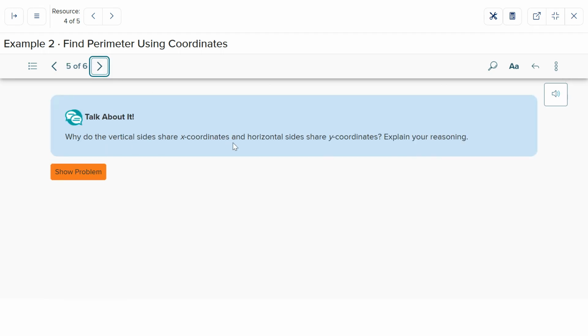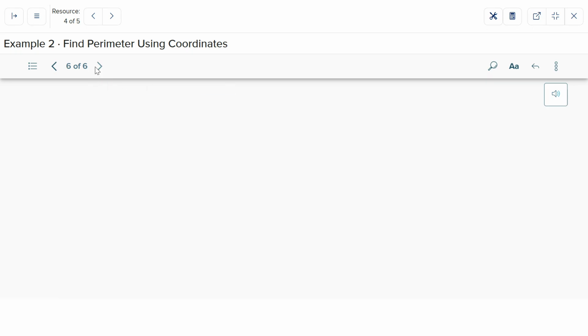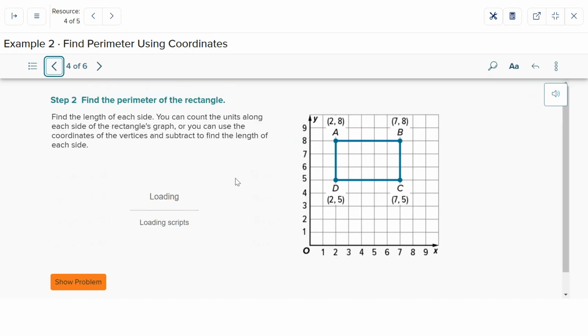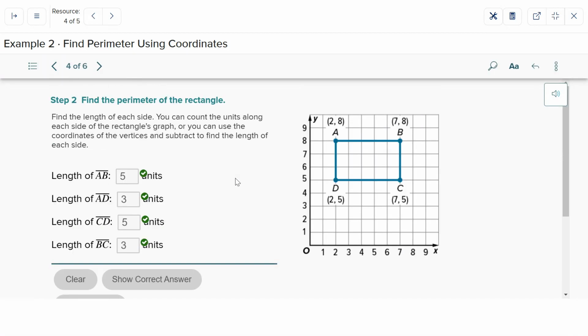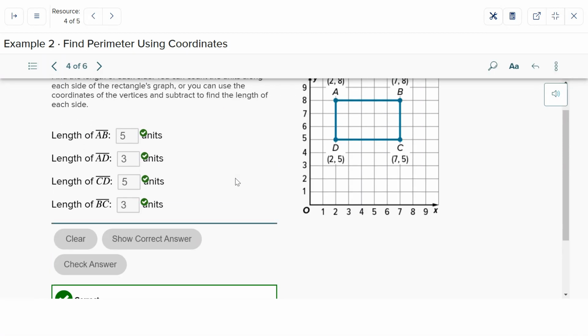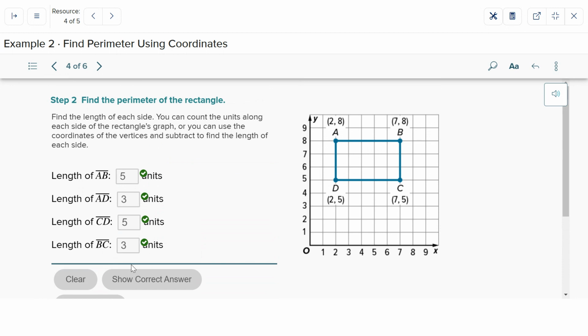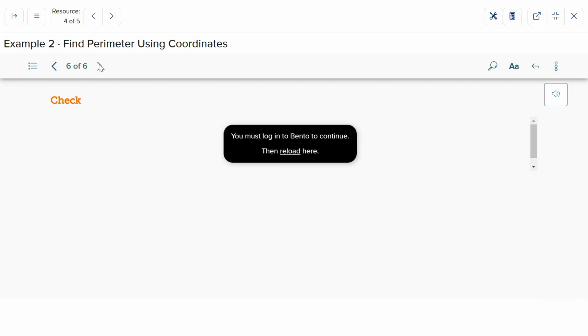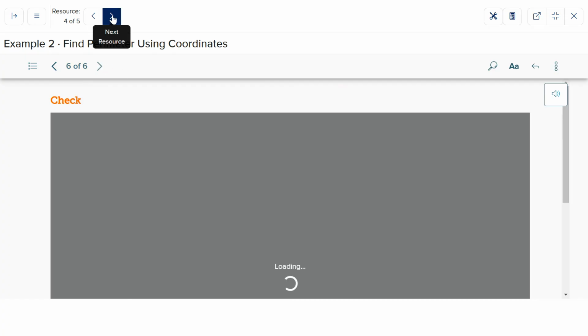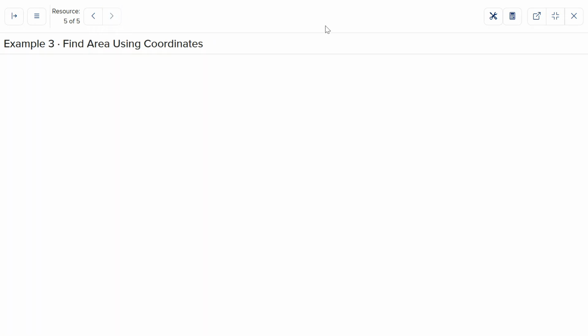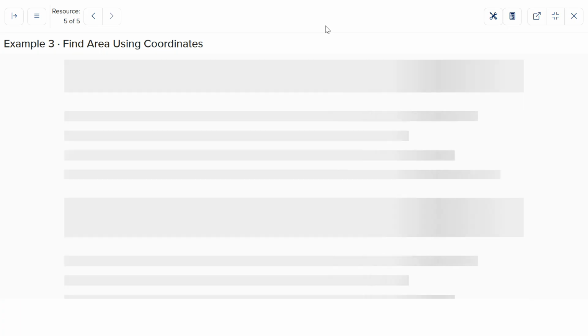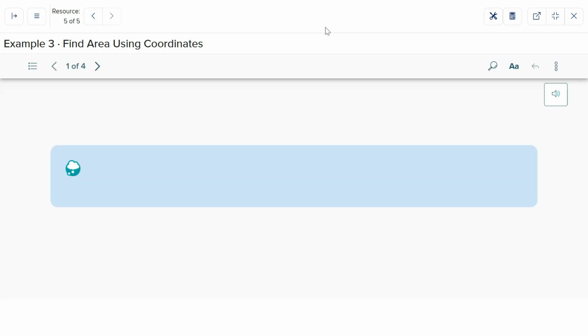Why do the vertical sides share x coordinates and the horizontal sides have y coordinates? So that's just because they are in a straight line, up and down or side to side. Why didn't it have me do the adding? Okay, well then after you find all these, then you would add them together to find the perimeter. That's weird that it didn't do that, but okay, cool. Do the check. And then finally, we're going to find some area using these coordinates as well.